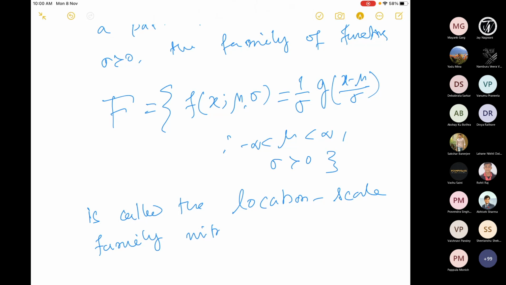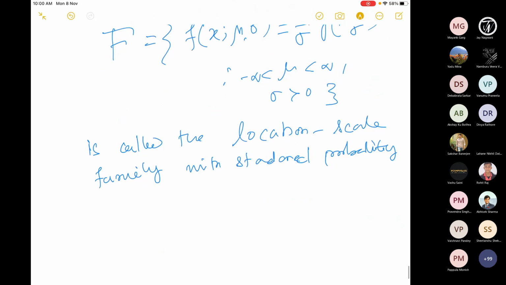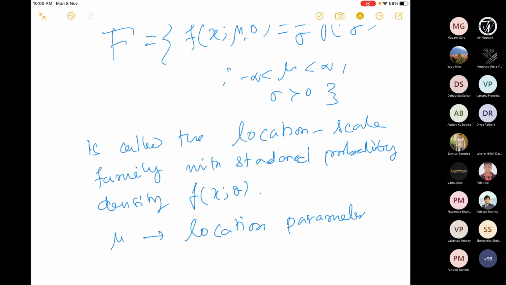The location scale family with standard probability density f of x theta, and mu, the parameter, is called the location parameter. In some books, as I said before, they define density functions like gamma and beta with two parameters. One they call location, another one they call scale.